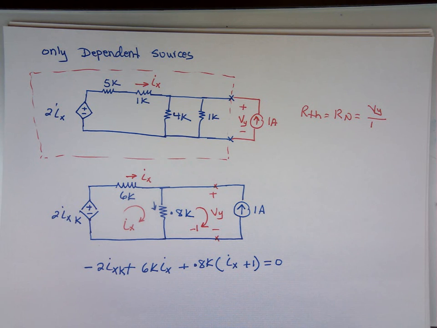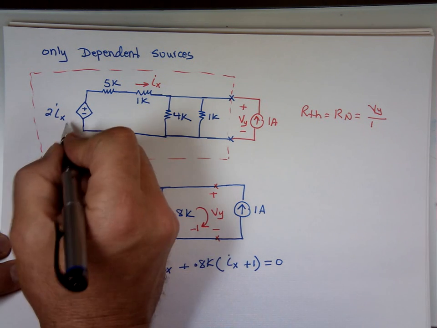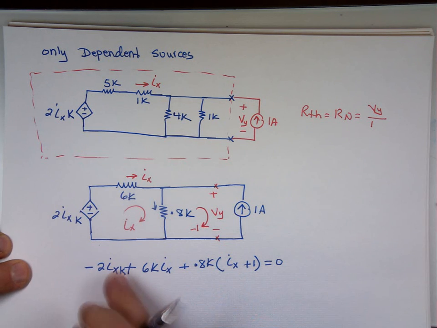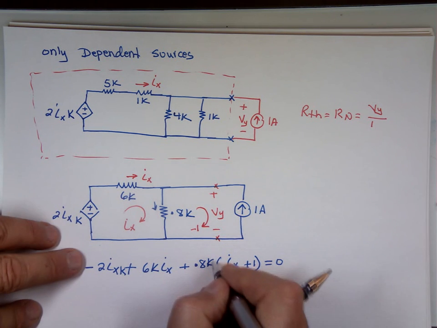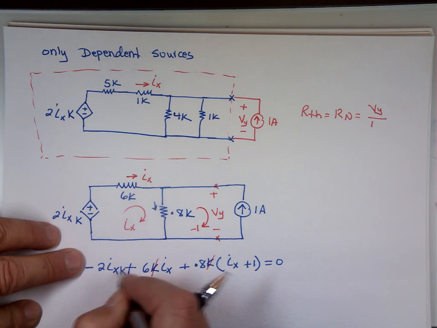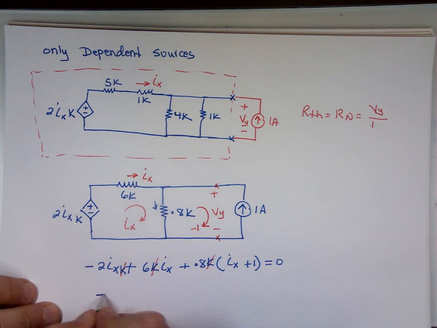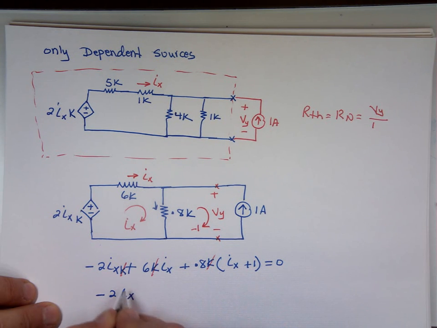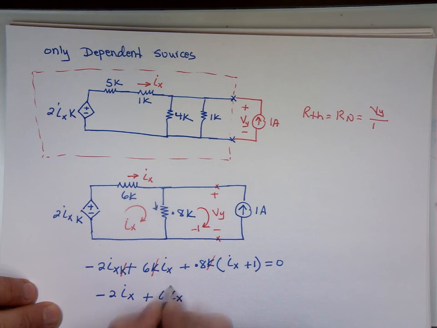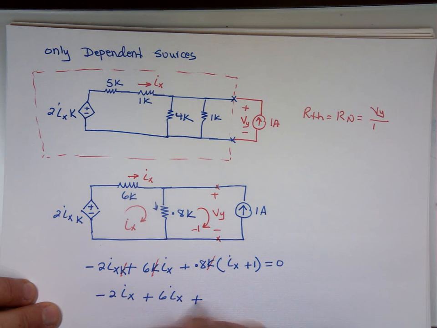I adjusted the problem. I put a K in it here. So everyone has a K in it, so I can get rid of the K. Otherwise, my numbers will look really silly. I'm dividing by 1,000, every one of them. So negative 2 I sub x plus 6 I sub x plus 0.8 I sub x equals negative 0.8.